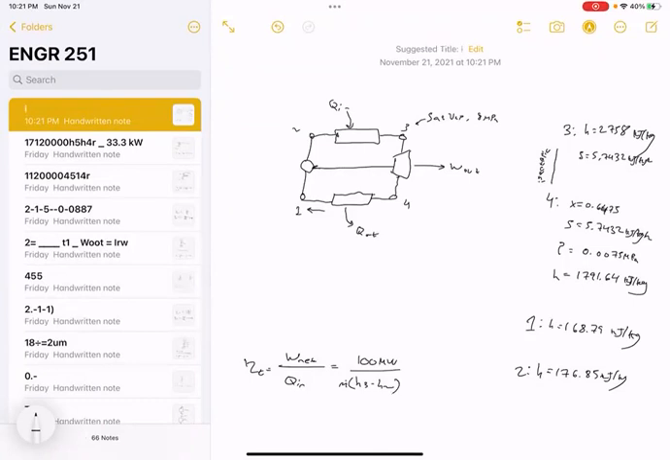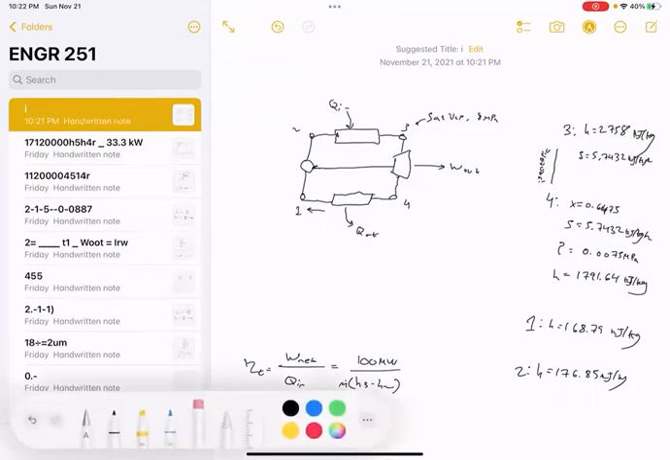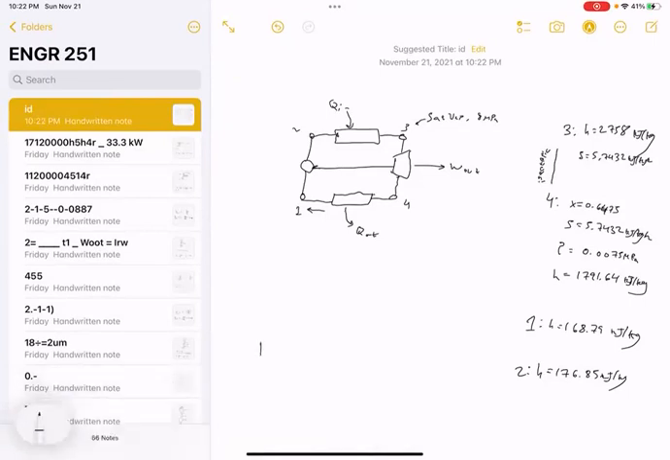Wait a second. We don't know the mass flow rate, so we have to find that first, right? Maybe before we look at the thermal efficiency, we'll want to find the mass flow rate, which happens to be another question later on. Let's find the mass flow rate before we do this. How are we going to find it? We're told the net power output is 100 megawatts, so 100 times 10 to the 6 watts.